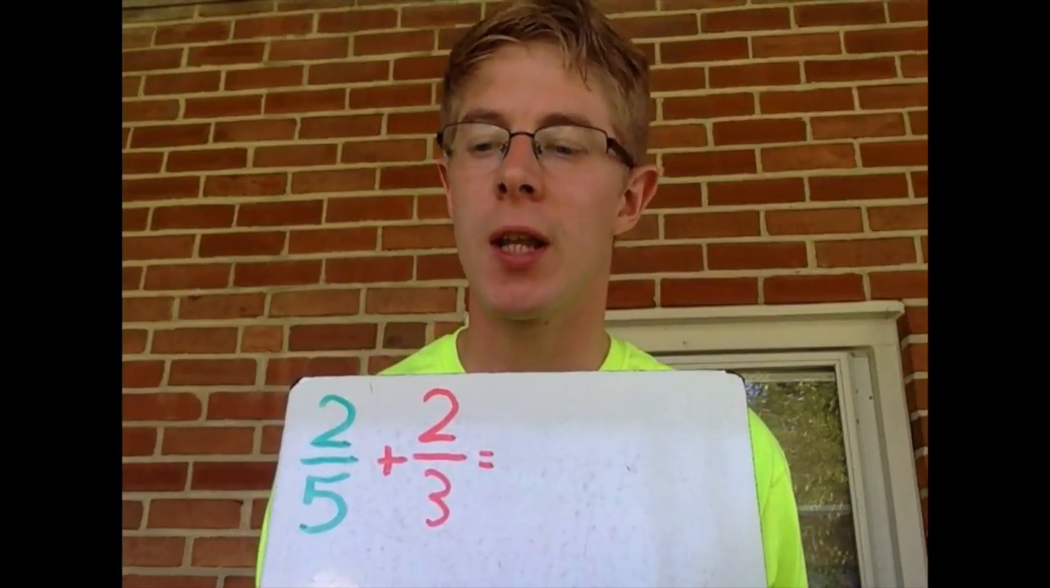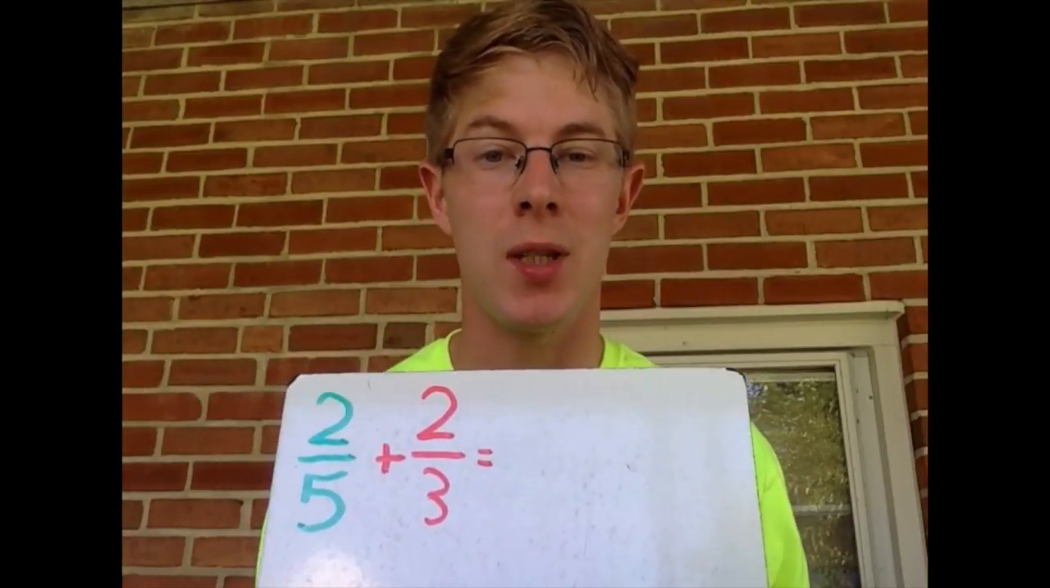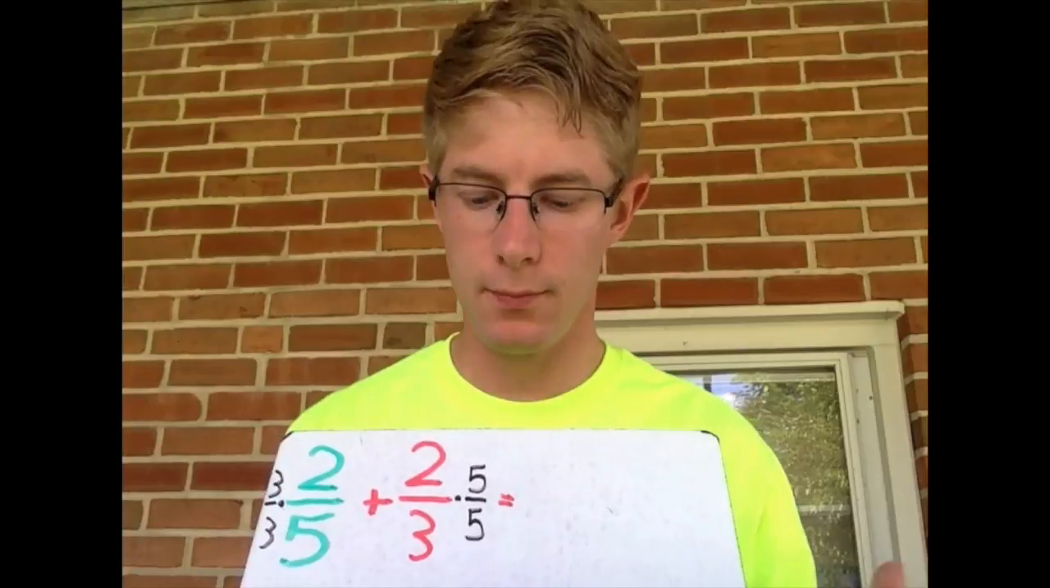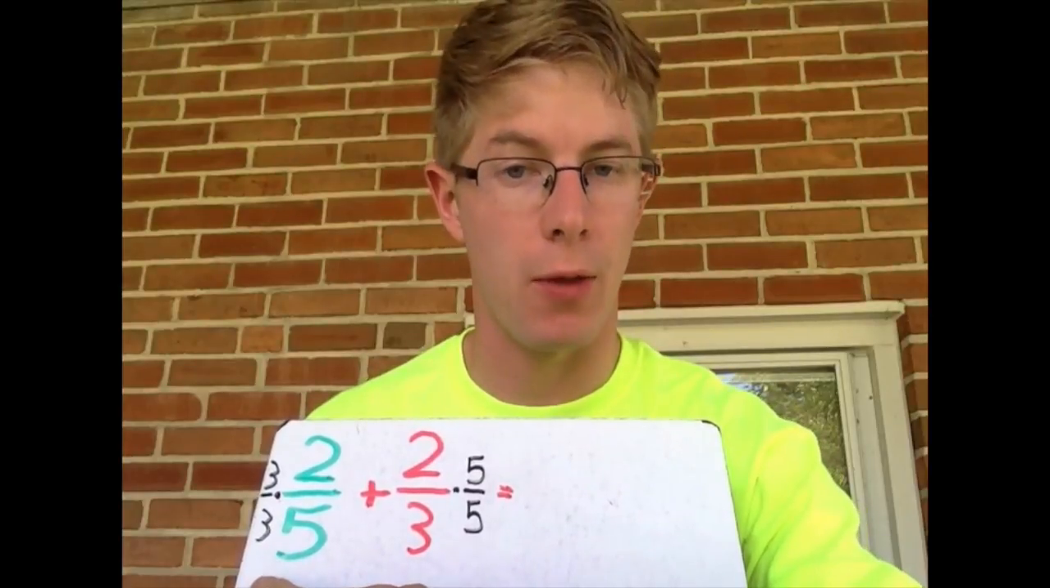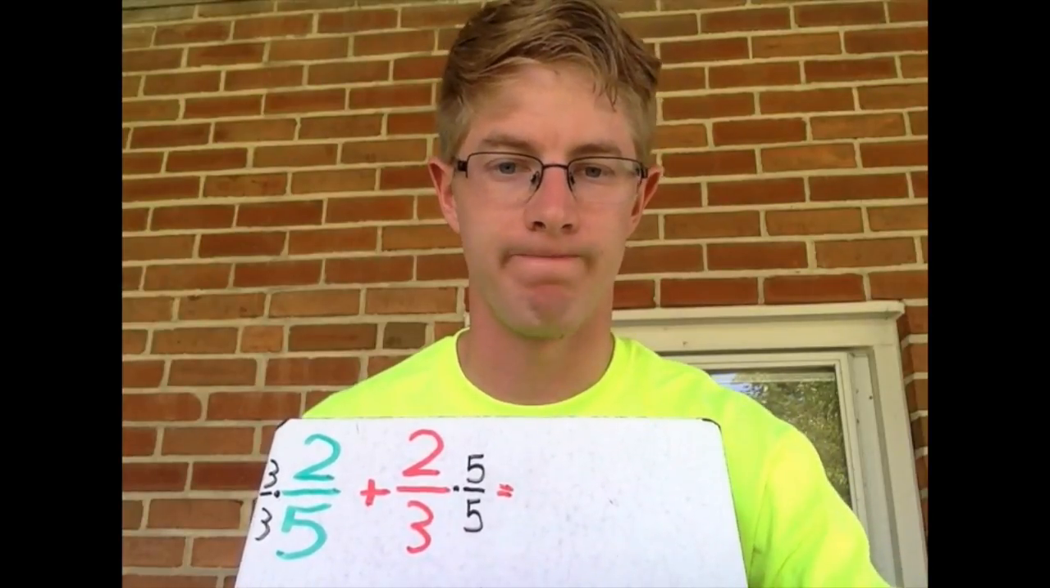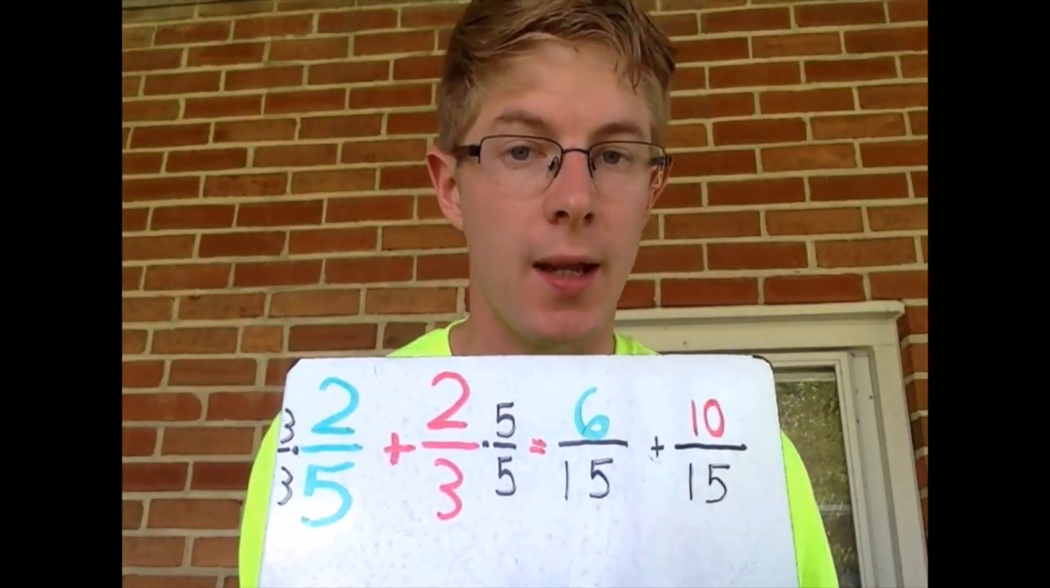So the first thing I'm going to do is rewrite these fractions so that they both have a common denominator of 15. In order to do this, we're going to have to multiply the 3 by a 5 to make it 15. Likewise, over here, we're going to have to take the 5 and multiply that by 3 to give us the 15. So when I rewrite those fractions, I end up with 6/15 and 10/15.